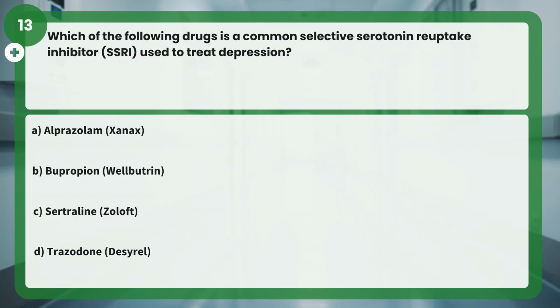Question 13. Which of the following drugs is a common selective serotonin reuptake inhibitor, SSRI, used to treat depression? A. Alprazolam, Xanax. B. Bupropion, Wellbutrin. C. Sertraline, Zoloft. D. Trazodone, Desyrel.